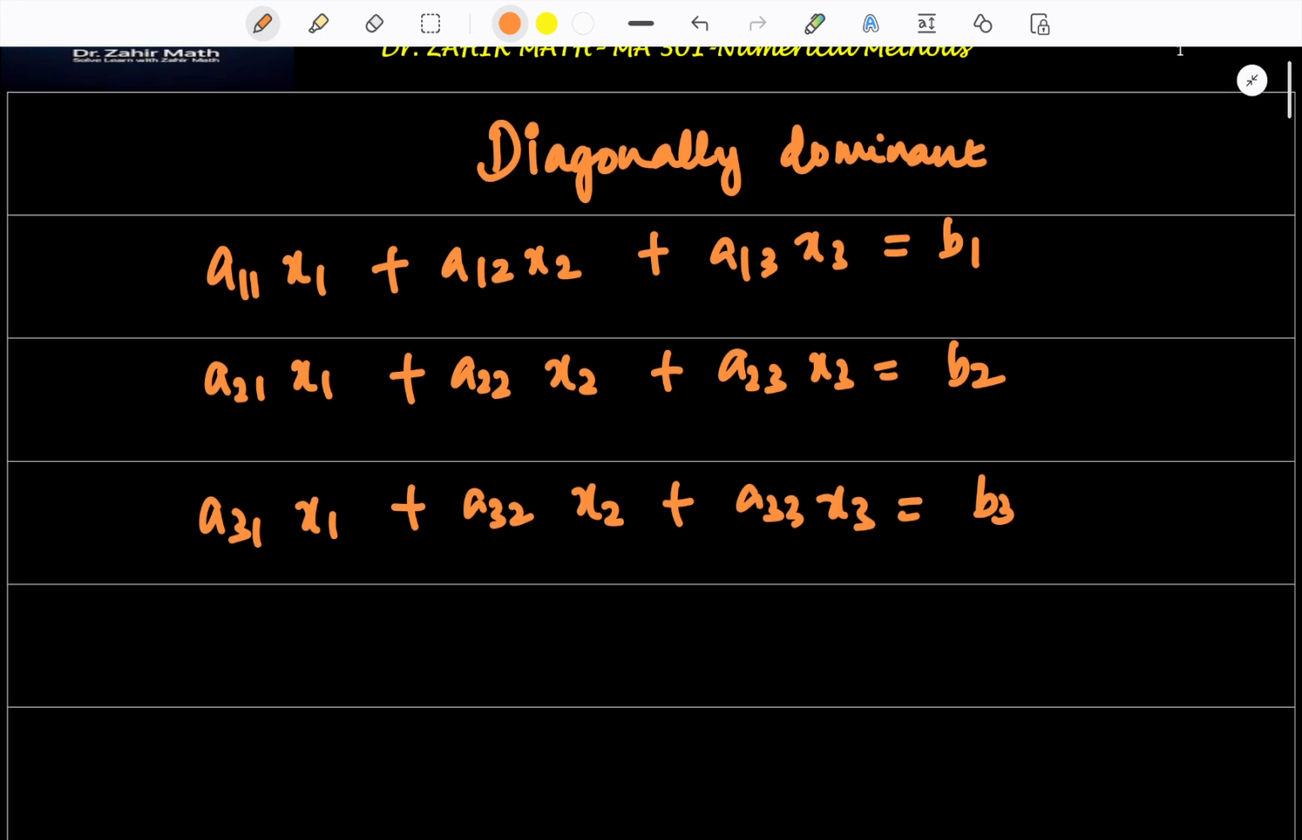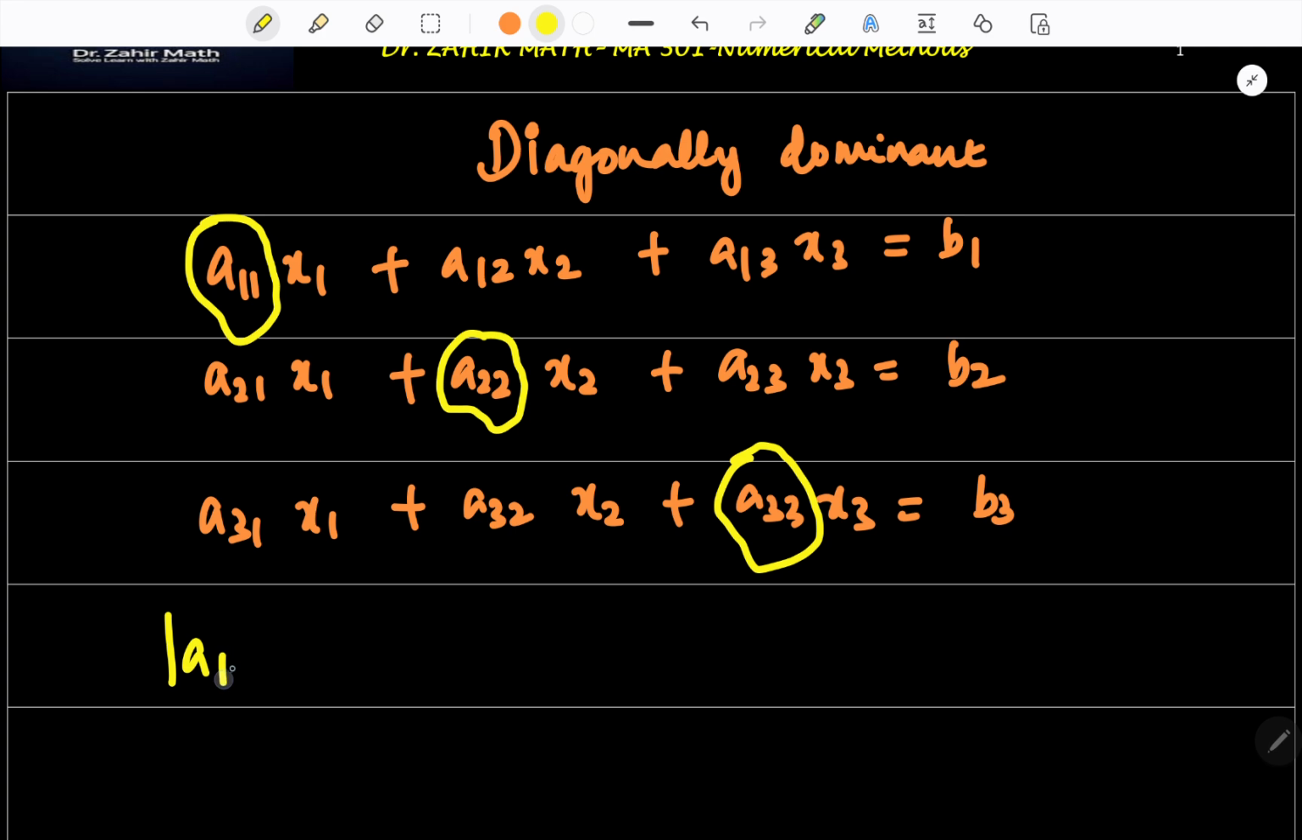If I want to say this is diagonally dominant, it means each diagonal element. What do you mean by diagonal element? This is the leading diagonal element, and this is the leading diagonal element, and this is the leading diagonal element. The leading diagonal element must be greater than the sum of the absolute values of the other elements in the same row. What do you mean by that?